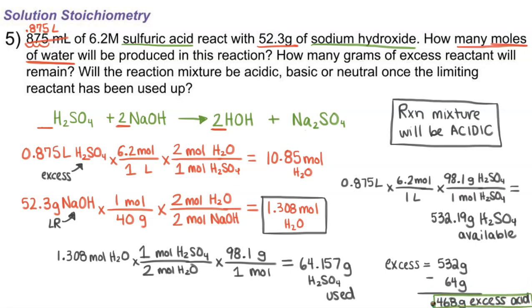So make sure you box all of the answers here. We answered how many moles of water will be produced. Right here, there's our moles of water. We answered how many grams of excess reactant remain. It's down here. And we answered, will the reaction mixture be acidic, basic, or neutral? And it will be acidic. So it's important just to make sure that in these problems you answer all of the components.